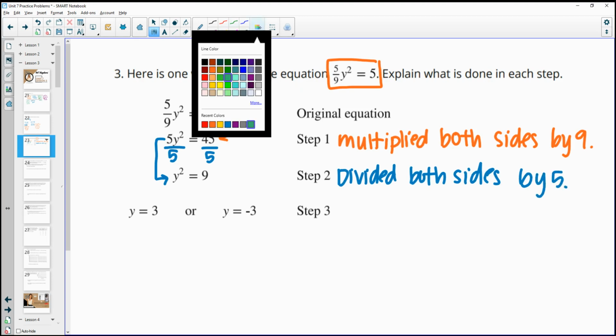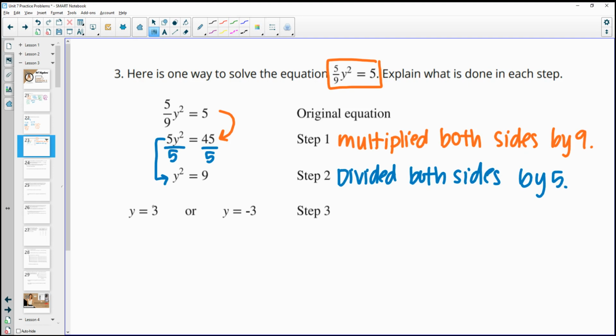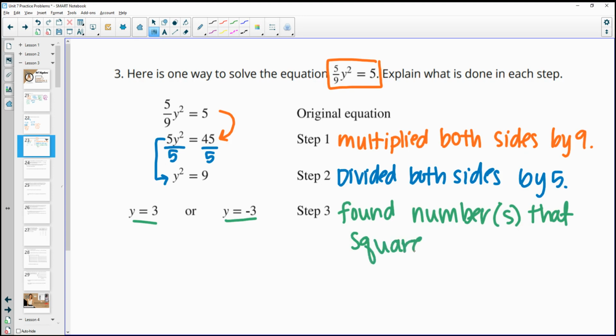Then for the final step, okay, so now it says y squared equals 9, and they go and find y equals 3 and y equals -3. So they just wrote down and found the number or numbers. In this case, it's numbers. Okay, so the number or numbers that squared equal 9. So 3 times 3 is 9, and -3 times -3 is 9. So those are the solutions to y squared equals 9.